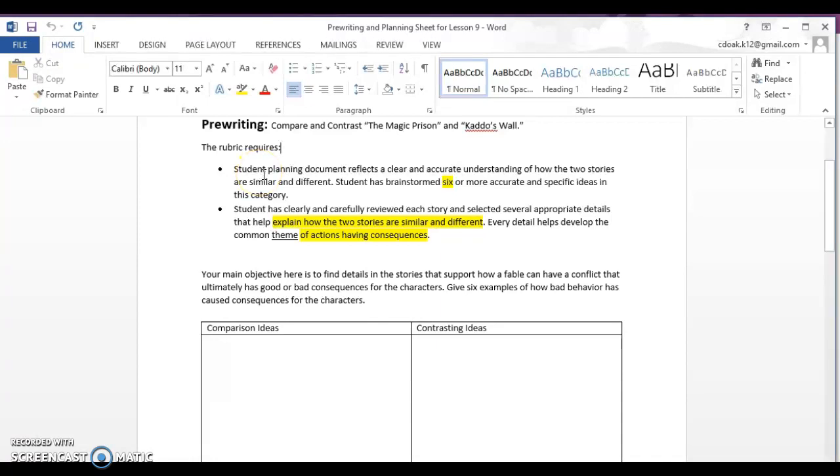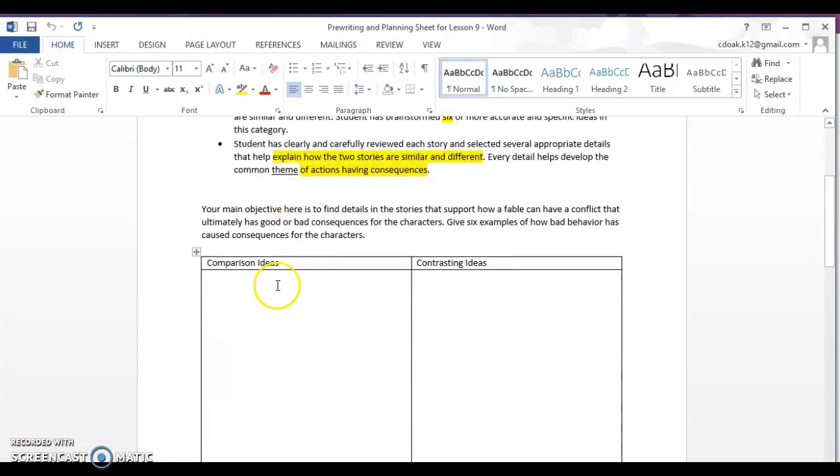So basically, find ways that either they were both the same because the characters were going through problems. Maybe the characters were both kind of selfish, maybe they had consequences, stuff like that, okay? Over here, you can say how they were different, like maybe how the consequences were different, maybe how the characters were learning differently, just stuff like that, okay? Just to help you kind of understand what a fable should be like, okay? That's all this is for. It's just for you to have an understanding of how a fable works, okay?